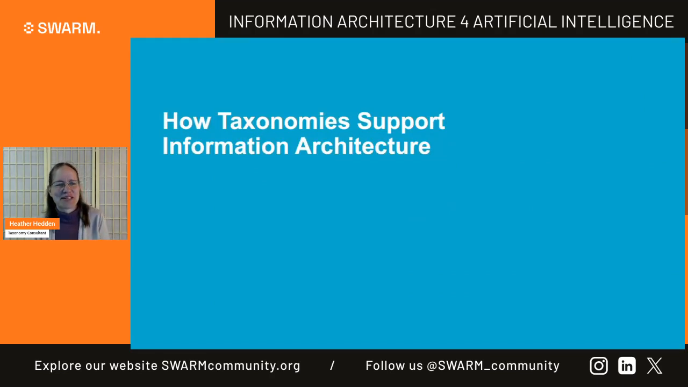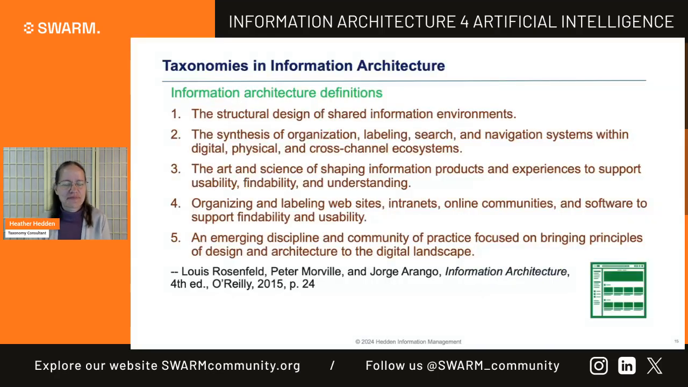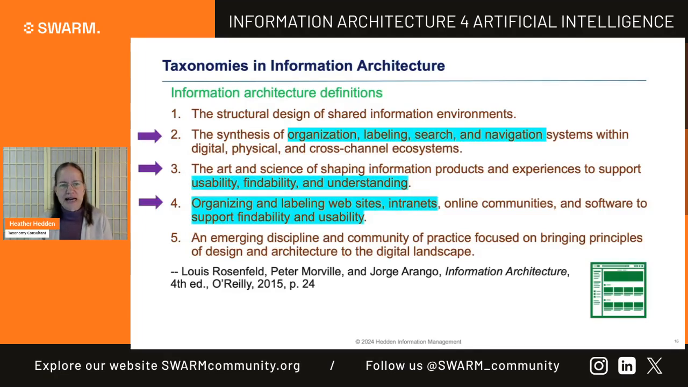So how taxonomies support information architecture. Let's go to the definition or definitions of information architecture, from the best source, the information architecture book, also known as the polar bear book, because that's what's on the cover. There are several definitions here, and I'm not going to read through all of them, but I want to highlight what particularly ties in with taxonomies: the organization, labeling, search, and navigation. I think you understand that taxonomies support that, to support usability, findability, and understanding, and also organizing and labeling of websites, intranets, and so forth. So taxonomies are a very important part of information architecture.